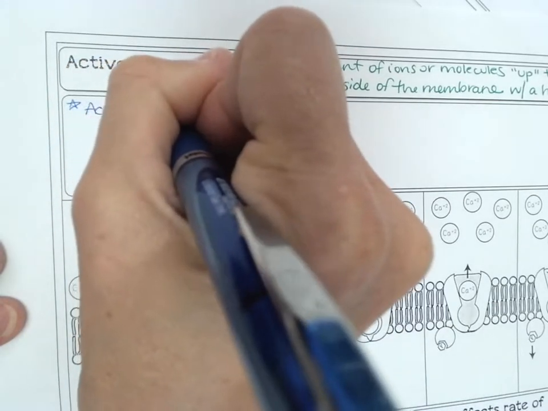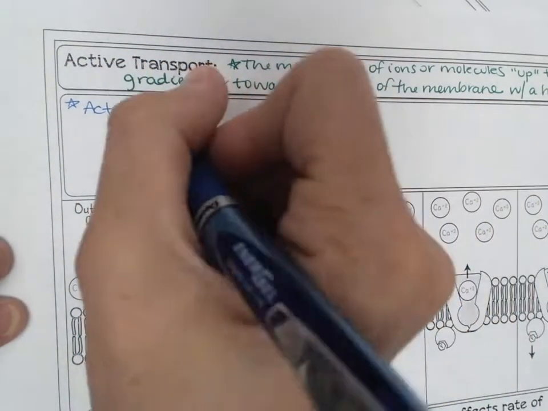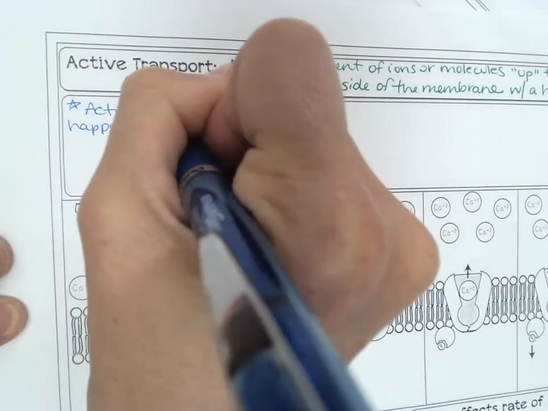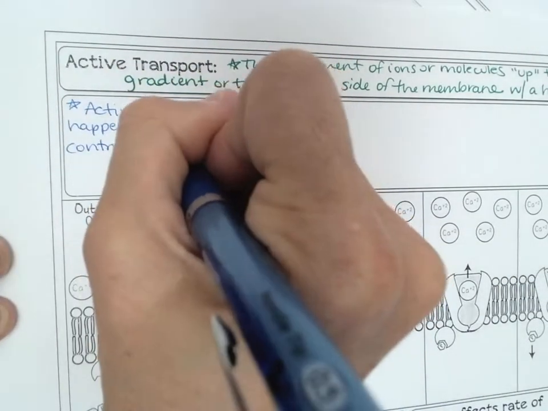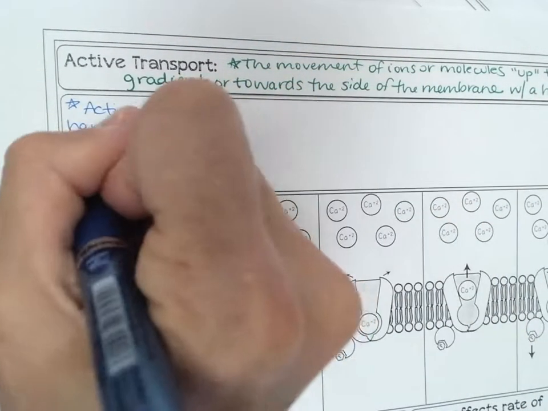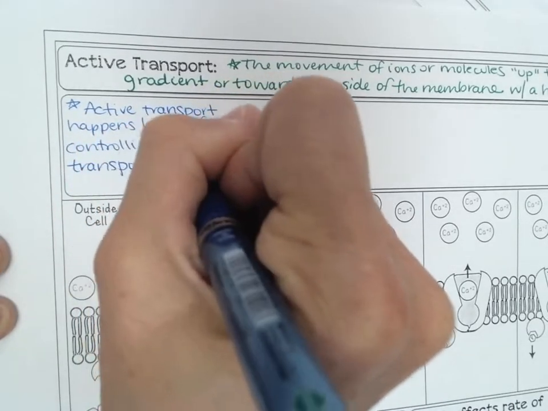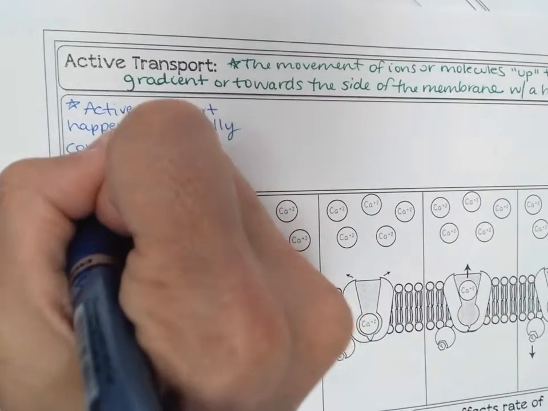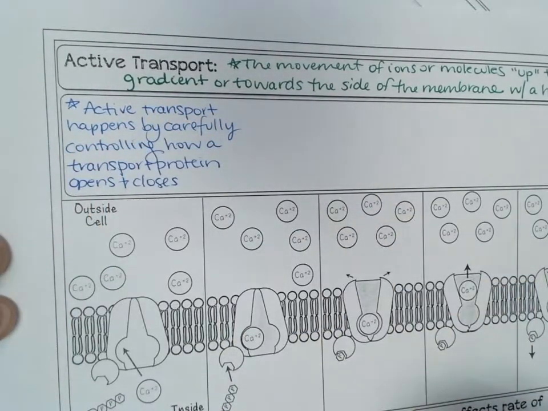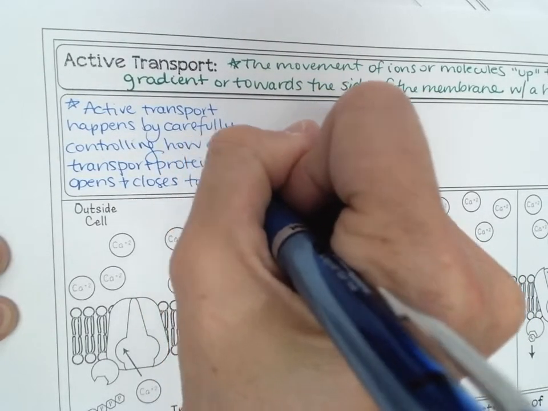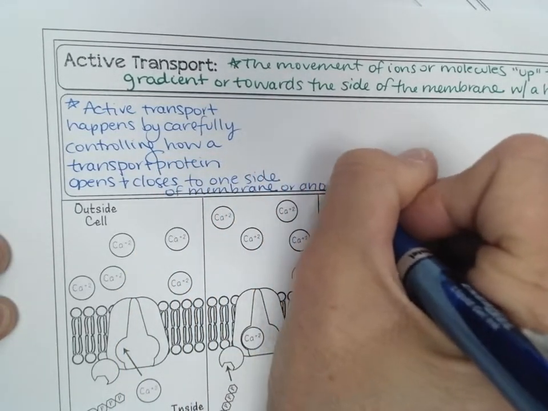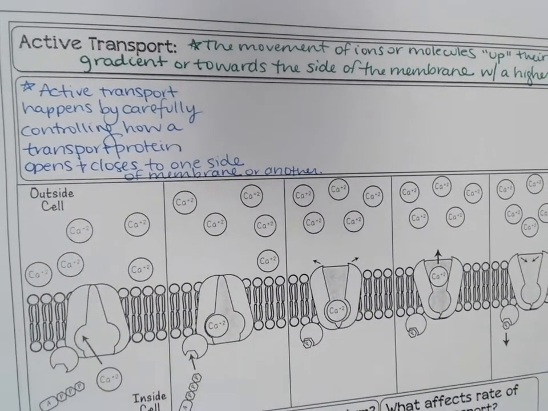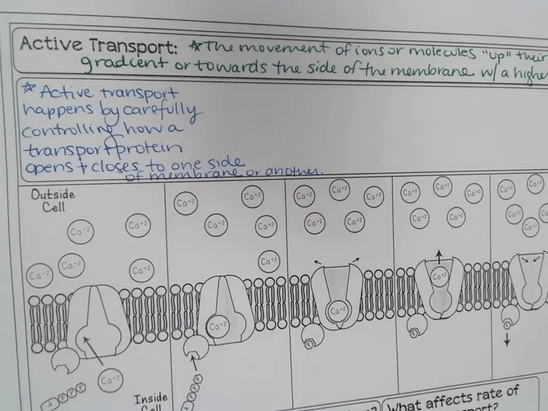So active transport happens by carefully controlling how a transport protein opens and closes to one side of the membrane or another. Okay, so we have to control that opening and closing.